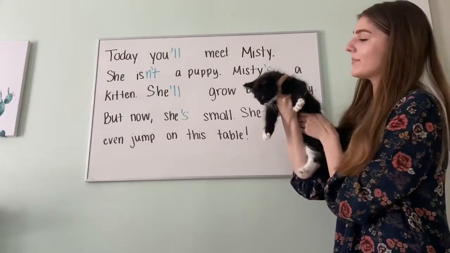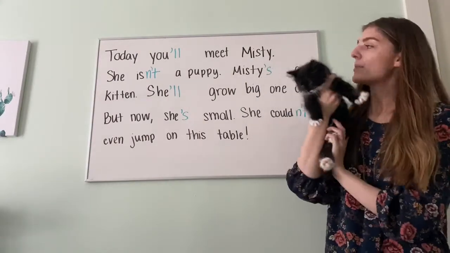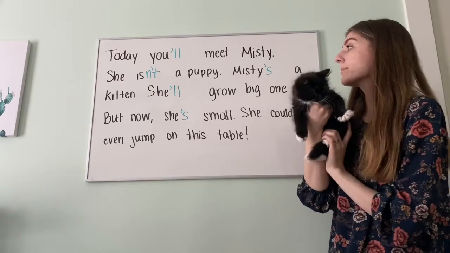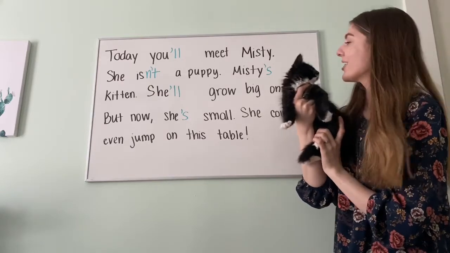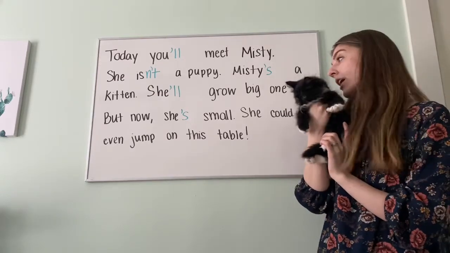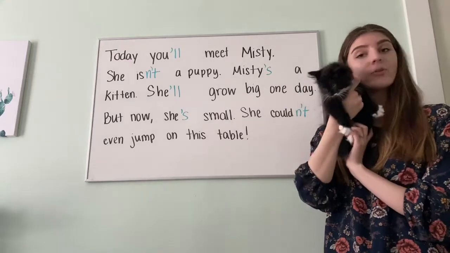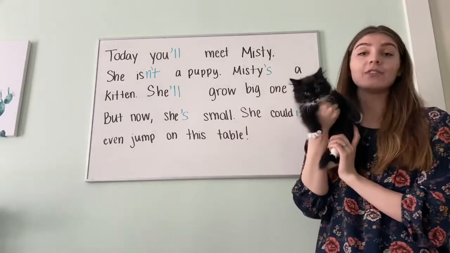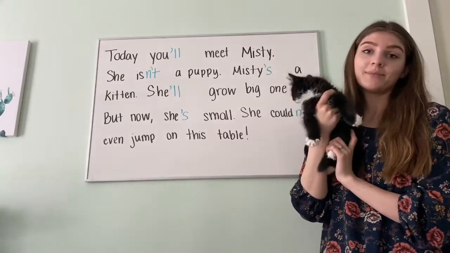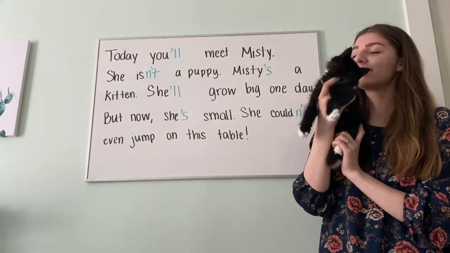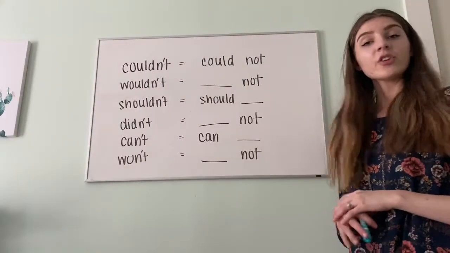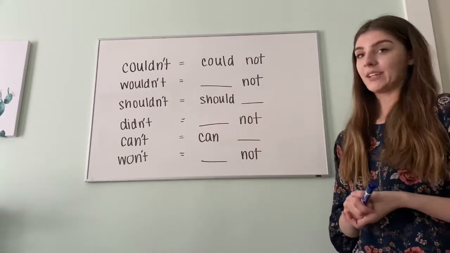And this is Misty. Look. Today you'll meet Misty. She isn't a puppy. Misty's a kitten. She'll grow big one day, but now she's small. Look how tiny. She couldn't even jump on this table if she tried. Thank you, Misty. Now let's look at these words and figure out what's missing.